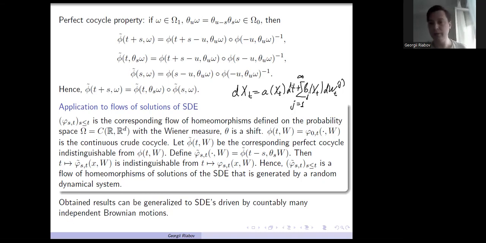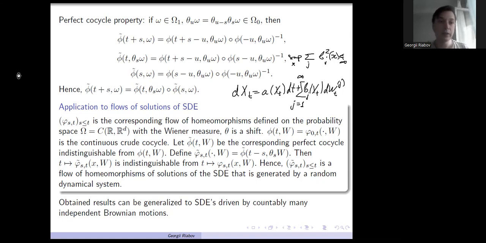To make sense of this equation, again, coefficients must be smooth enough, and for example, such a condition must hold that the sum of b_j squared, let's say, is finite, or the supremum over x of the sum of b_j squared is finite. Then such equations make sense, and all results I showed hold also for such equations.